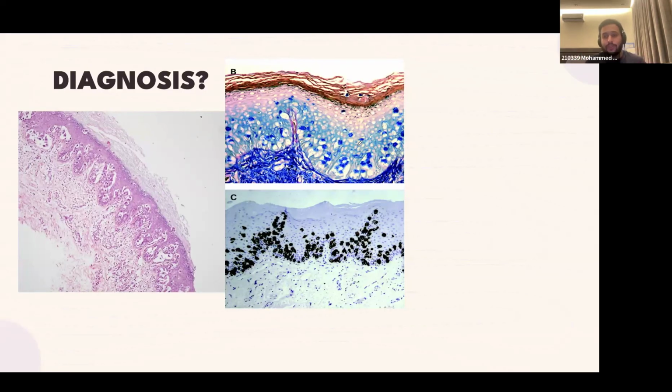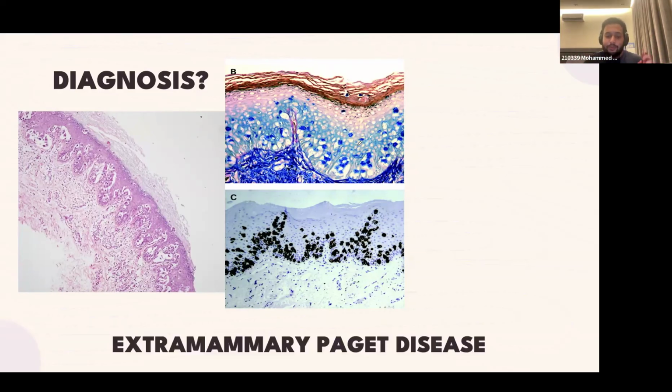We'll talk about this in the breast, but basically it's a tumor that has metaplastic cells in the epithelium. Okay, that's pretty much it. It's basically hidden. That's why it's called Paget's disease. Okay, this is extramammary in the vulva.